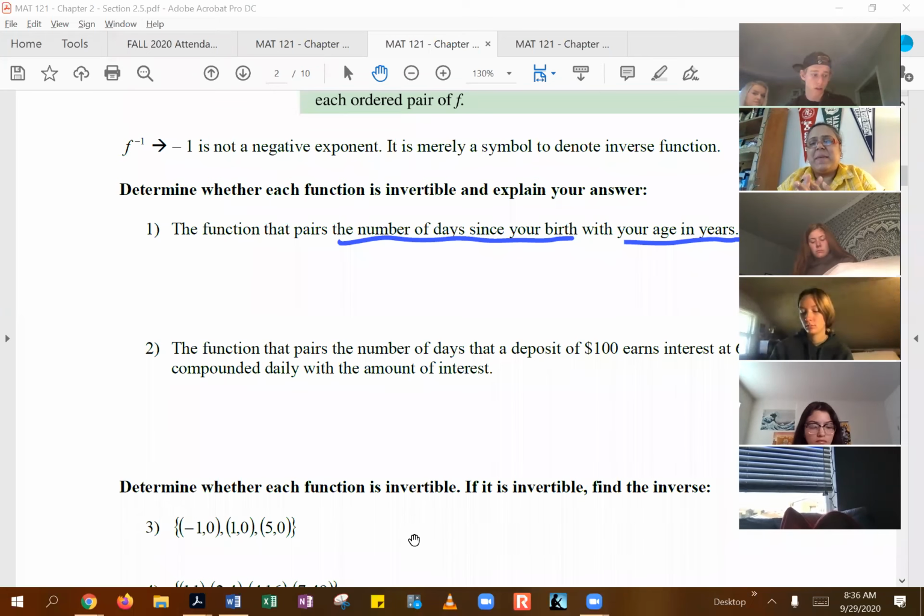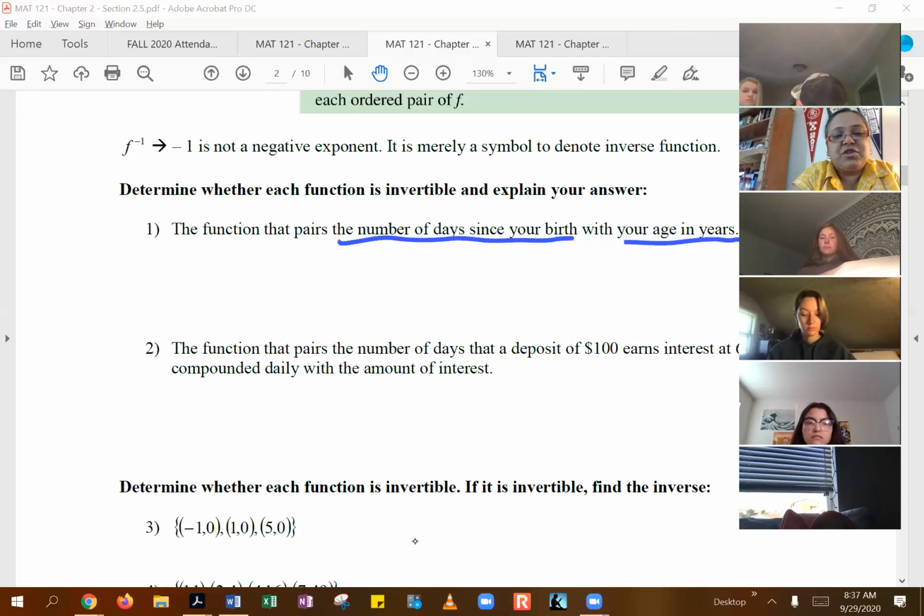So yeah, because think about it, two people can be the same age. Let's say they're 21 years old, but unless they're born on the same day, same month, same date, they're not going to have the same number of days since they were born, because somebody could be born in March, somebody could be born in August, but both of those people can still be 21 years old. So you can see how the number of days would be different, but they would have the same age in years. So we actually do not have one-to-one correspondence in this first example.